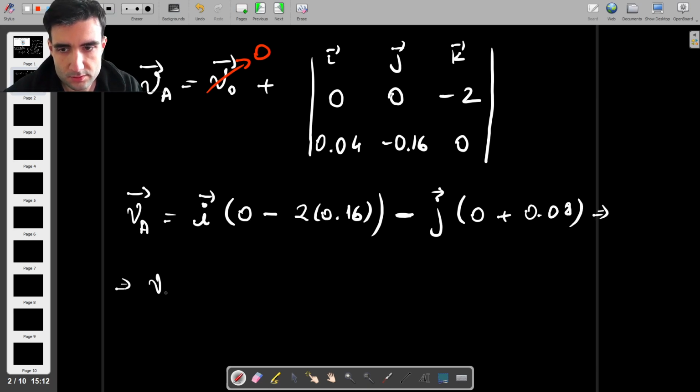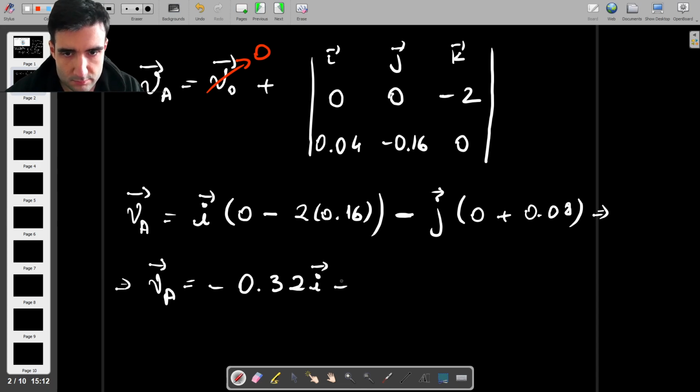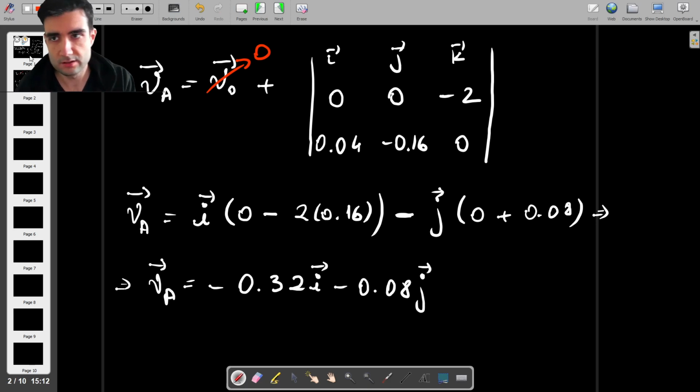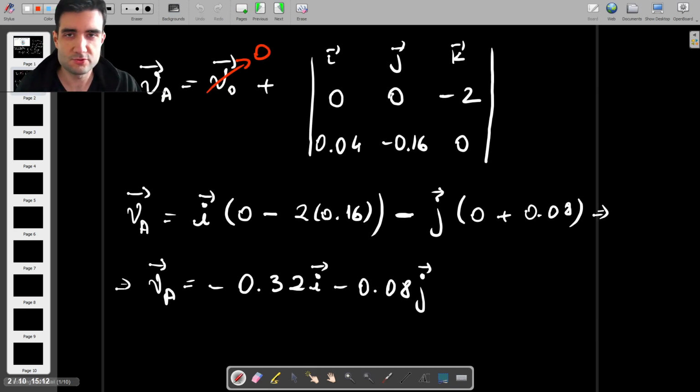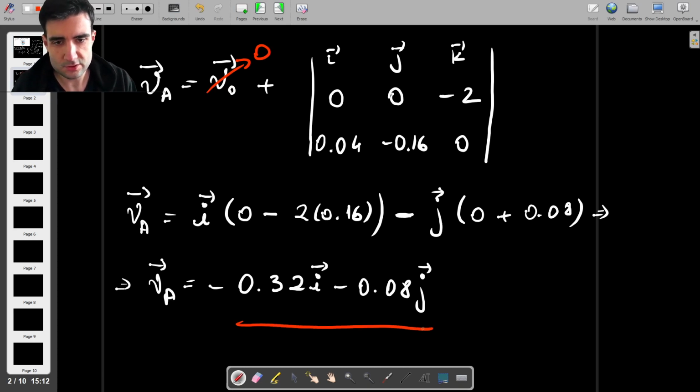which will give us the fact that the velocity of A is going to equal minus 0.32i minus 0.08j. Right, so you can see the answer is minus 0.32i minus 0.08j, so we showed that the answer is this one. So let's try to understand it a bit before going and finding the acceleration.